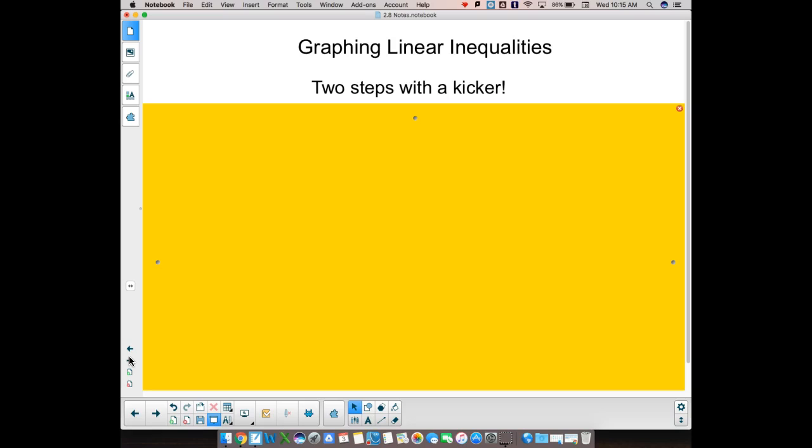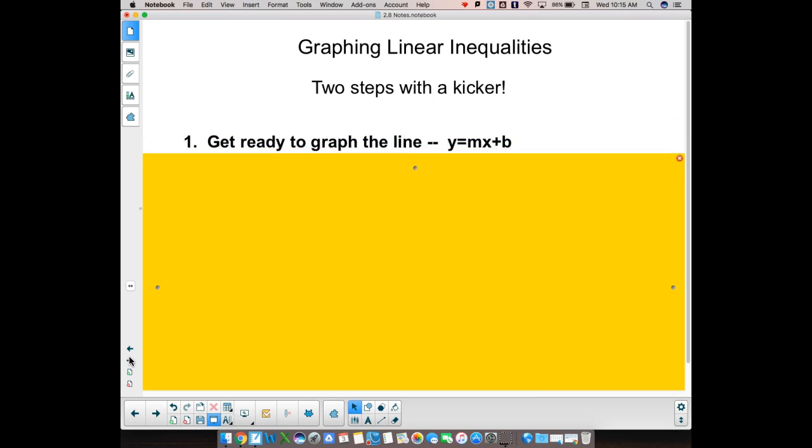So, graphing a linear inequality. That's graphing a line. There are two steps to graphing a line, and one of the steps has a kicker to it. The first step is we are going to get ready to graph the line. That means we are going to put things into y equals mx plus b form, or make a t-chart, or find the intercepts. Whichever of those three methods you've been using to graph lines up to and including this moment, keep doing.